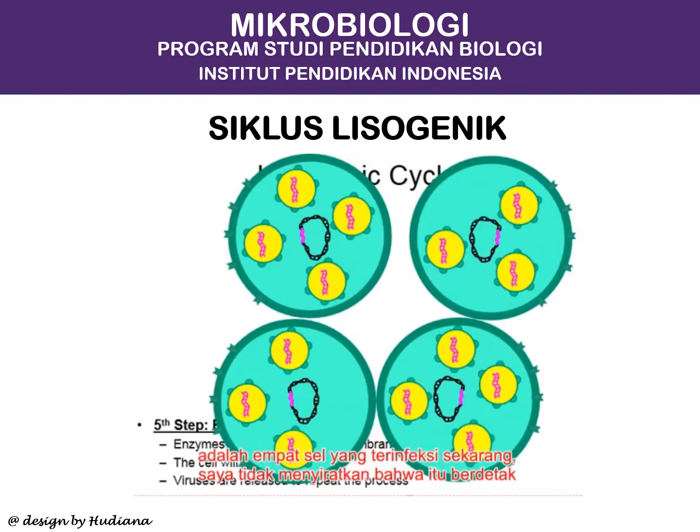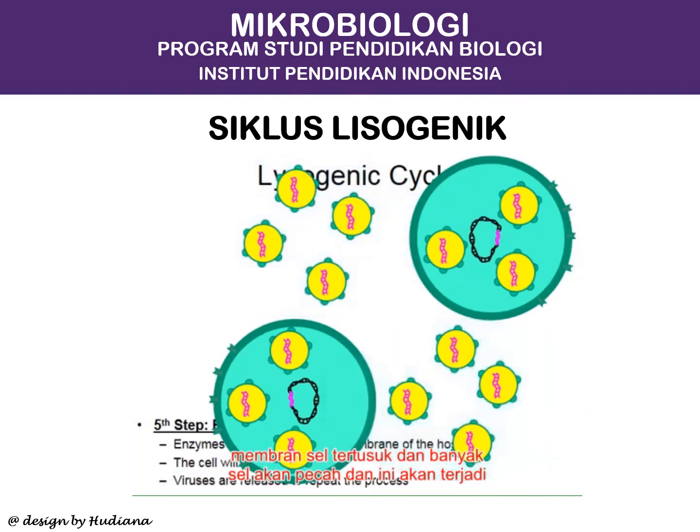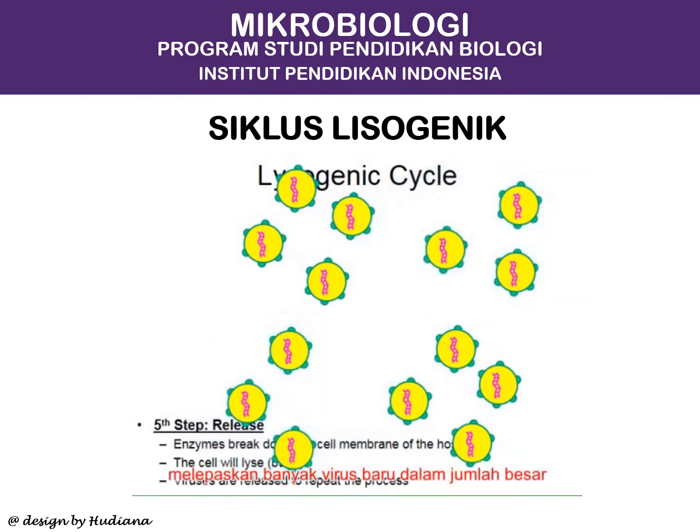So here are those 4 infected cells. Now I'm not implying that it's a ticking time bomb and all your cells are going to explode at one time. I'm not implying that at all. What I am trying to show you is that multiple cells will have their cell membranes punctured and multiple cells will burst. And this will release a large, massive amount of new viruses. And this is the lytic cycle.